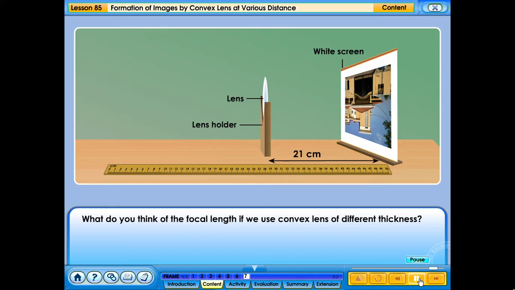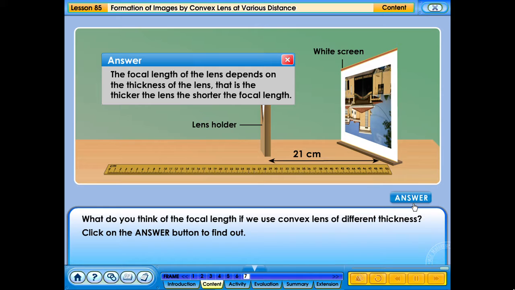What do you think of the focal length if we use convex lens of different thickness? Click on the answer button to find out. The focal length of the lens depends on the thickness of the lens. That is, the thicker the lens, the shorter the focal length.